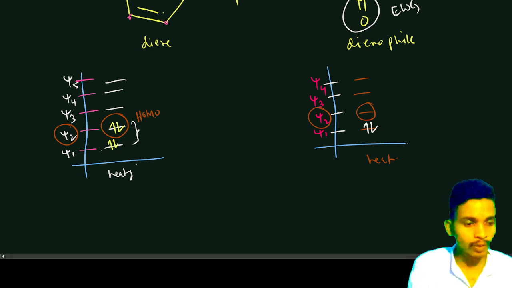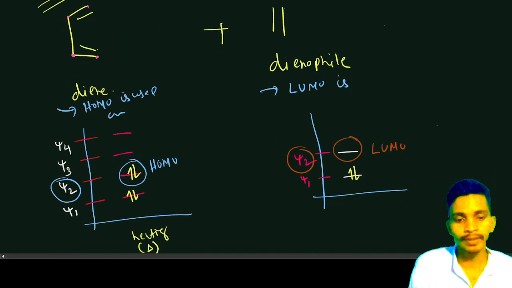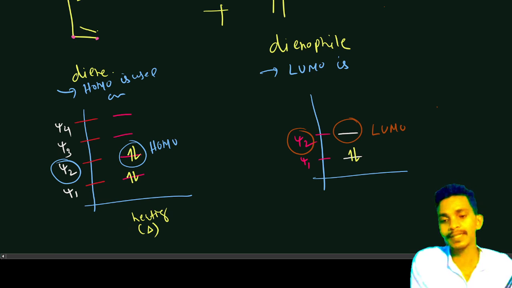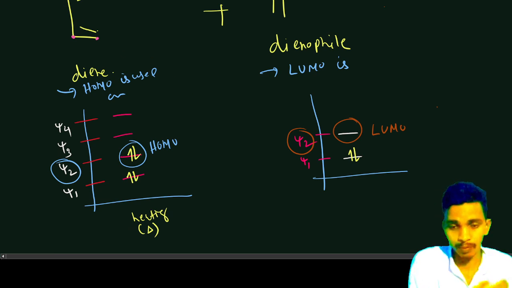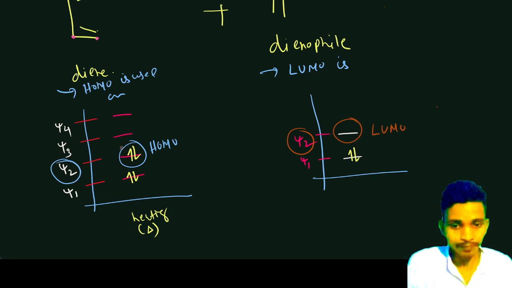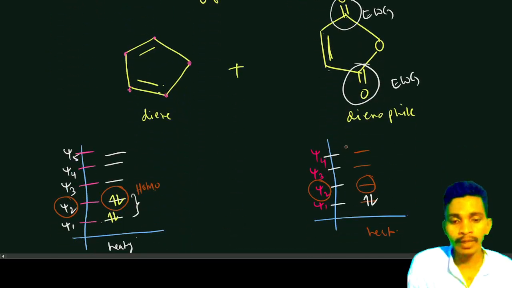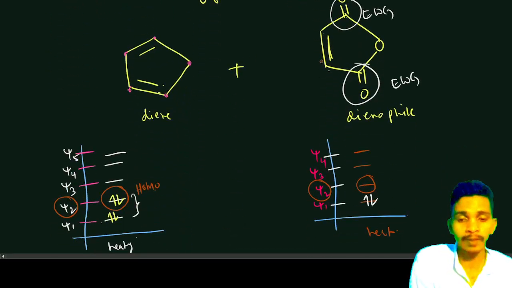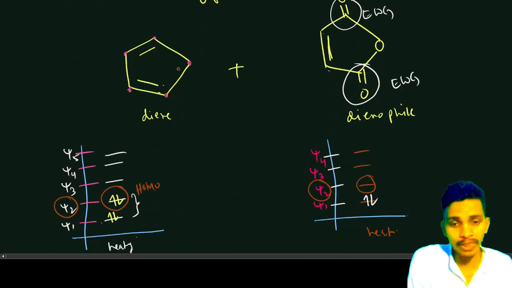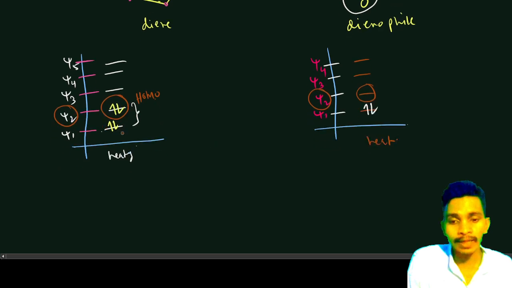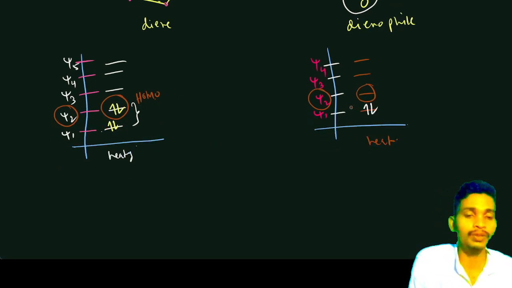So what we observe here, what we notice here, is that even if I increase the number of carbon atoms for the substrates, then also for the heating, the HOMO and LUMO remain the same. Here HOMO is psi 2 and here LUMO is psi 2. And if I change the substrates by increasing the number of carbon atoms, again we see that here psi 2 is HOMO and here also psi 2 is LUMO.